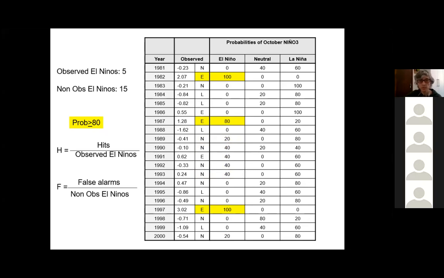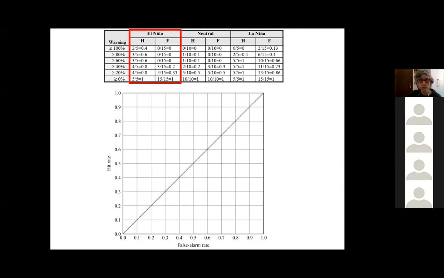For the 80% probability, again, you have 3 hits and no false alarms. And then finally, for your 100% probabilities, you have 2 hits and no false alarms, and then you have your hit rates and false alarm rates. Once you have all those numbers of hit rates and false alarm rates, you can now plot these numbers in your diagram like that.